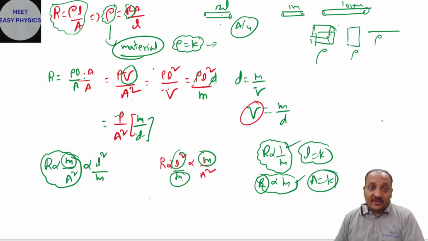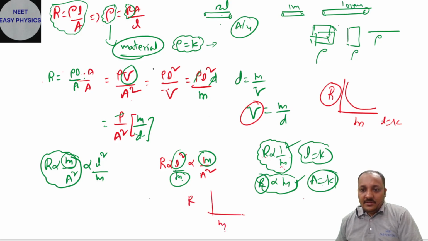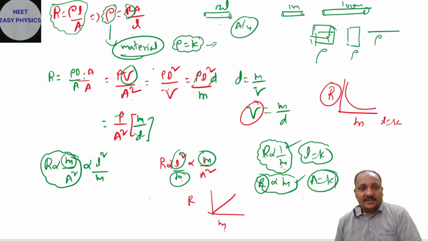They may ask about the graph also. What is the nature of the graph drawn between resistance and mass of the wire if length is constant? Inversely proportional, therefore a rectangular hyperbola. In case of area constant, it is directly proportional, like this. So this is how resistance and mass depend.